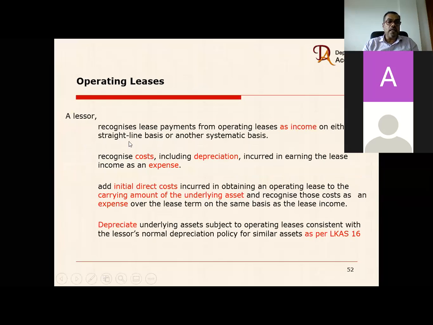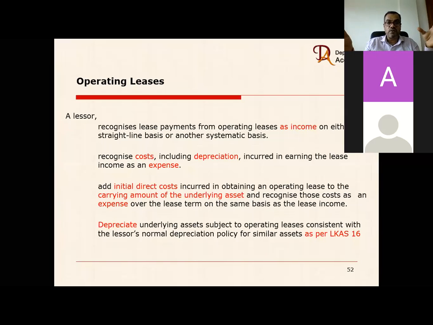But if it is an operating lease, no matter whether the lessor is a lease provider or manufacturer, recognize lease payments from operating lease as income on either a straight line basis or another systematic basis. If that is the case, you can recognize the lease income on straight line or by using implicit rate, that is, systematic basis is the allocation of your lease income or finance income in line with the implicit interest rate. Otherwise, you can simply divide it by 5 or 6 based on the lease term. That is called straight line.